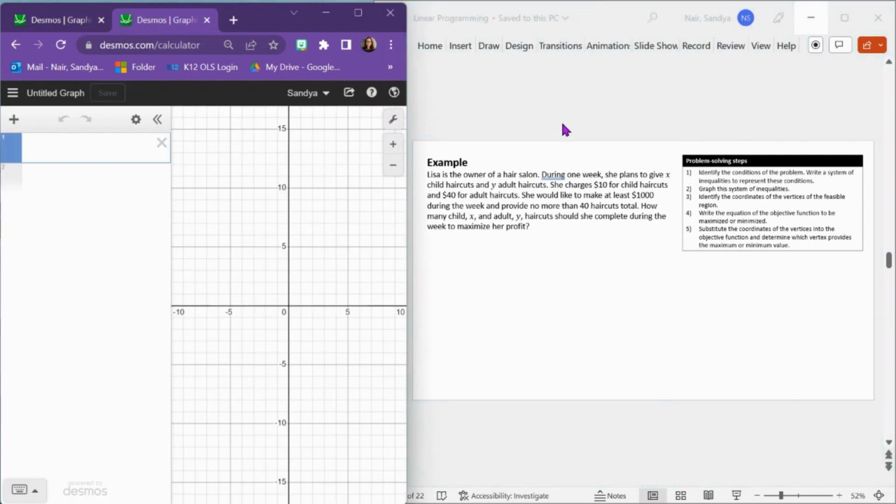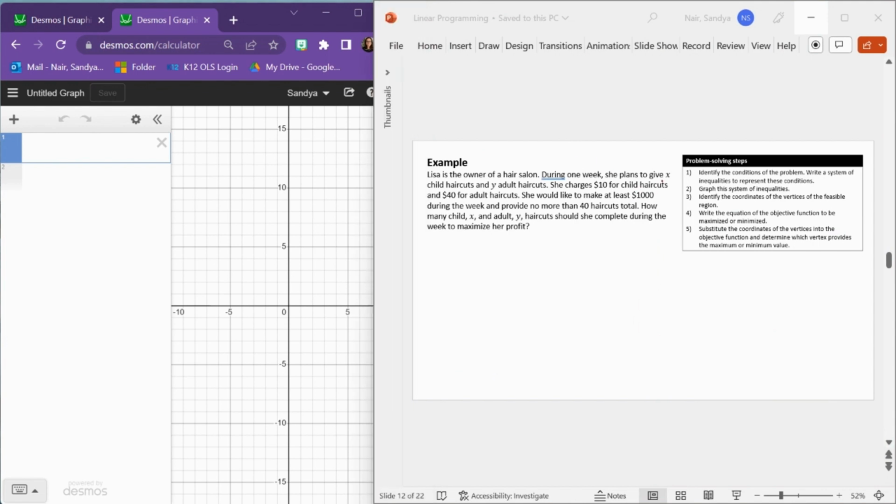So it says that Lisa is the owner of a hair salon, and during a week, she plans to give X child haircuts and Y adult haircuts. She charges $10 for child haircuts and $40 for adult haircuts. She would like to make at least $1,000 during the week and provide no more than 40 haircuts total. How many child X and adult Y haircuts does she complete during the week to maximize her profit?